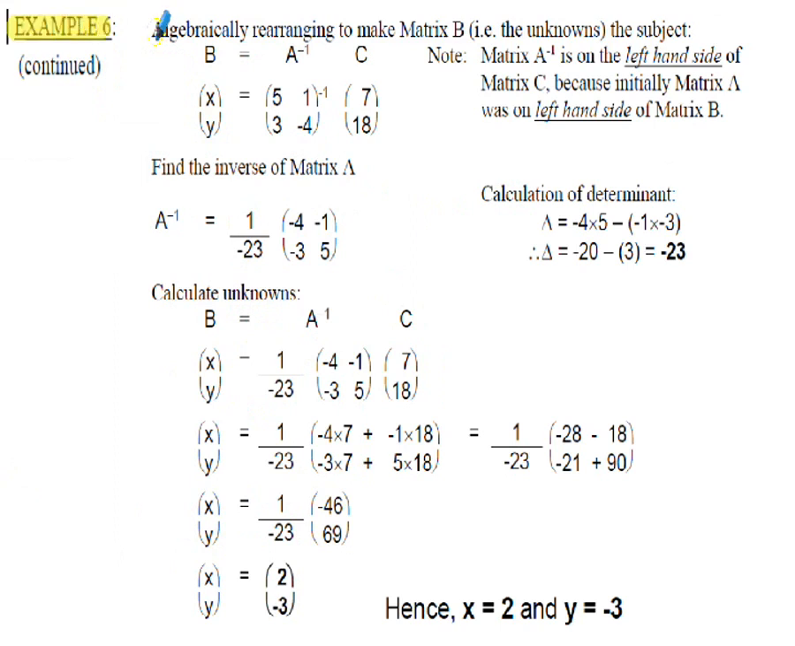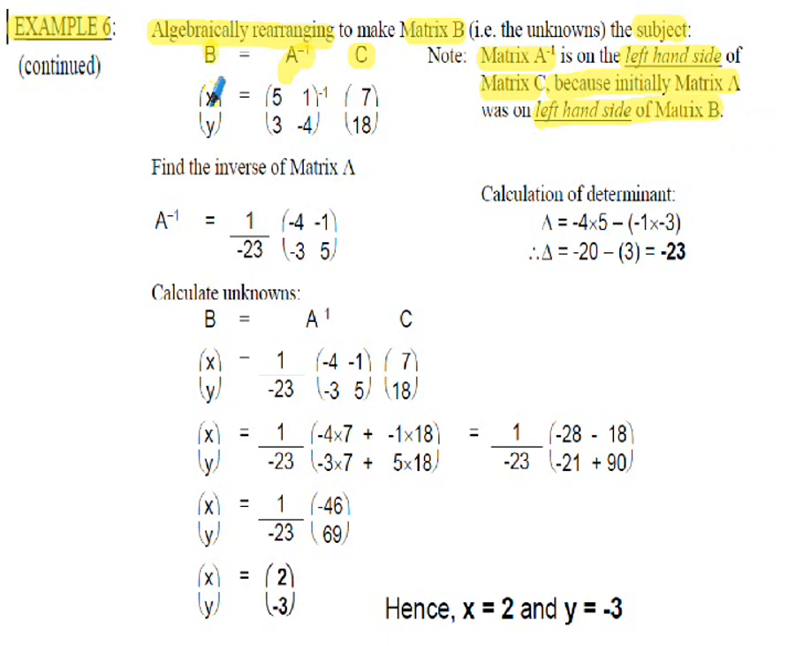Example 6 continued. We're now going to algebraically rearrange to make the matrix B the subject. So in other words, matrix B is equal to A to the negative 1, that's the inverse of matrix A, multiplied by C. And again, it's very important to note that matrix A to the negative 1, the inverse of matrix A, is on the left hand side of matrix C because it's initially on the left hand side of matrix B. Be careful, we must have the correct orientation of the matrices.